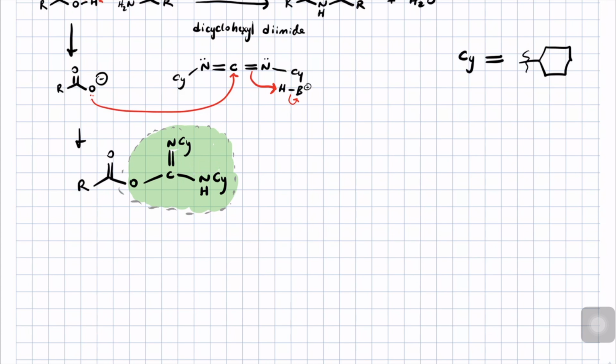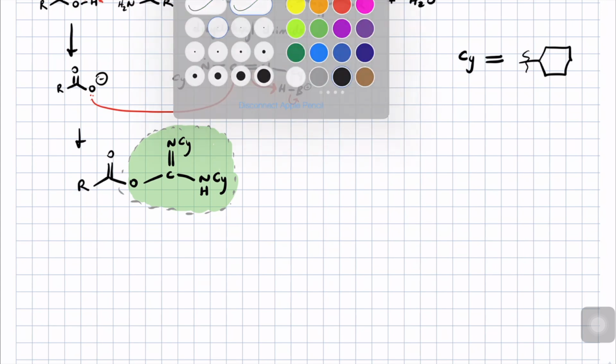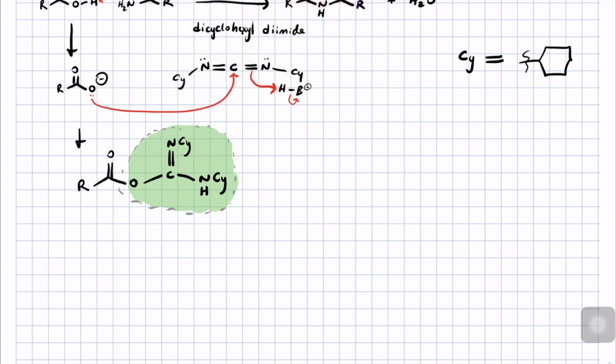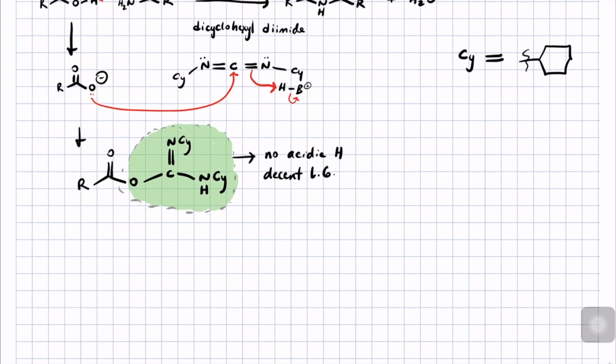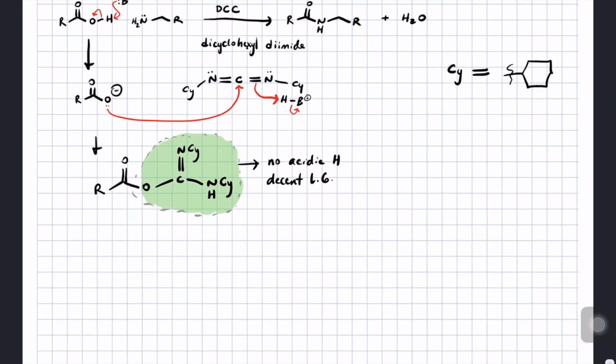All right. A group that has no acidic proton and can be a decent leaving group under the right conditions. So no acidic proton and a decent leaving group. It may not appear to be a decent leaving group now, but I'll show you in a future step why that's the case.